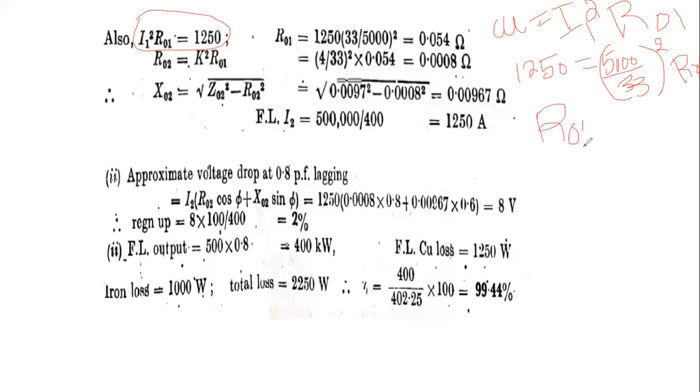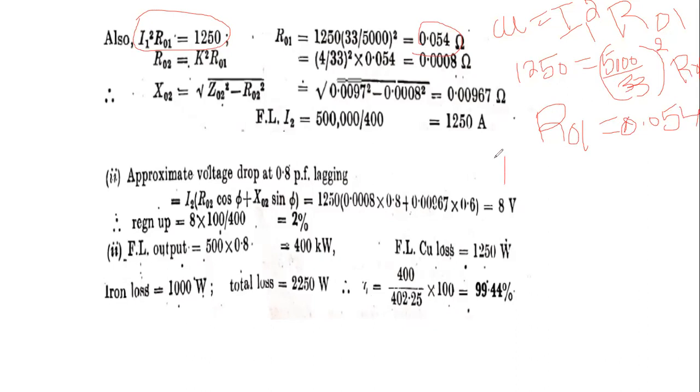Okay, what is the R01? That is the equivalent resistance referred to primary. What is that value? 0.054. Therefore R01 is equal to 0.054.